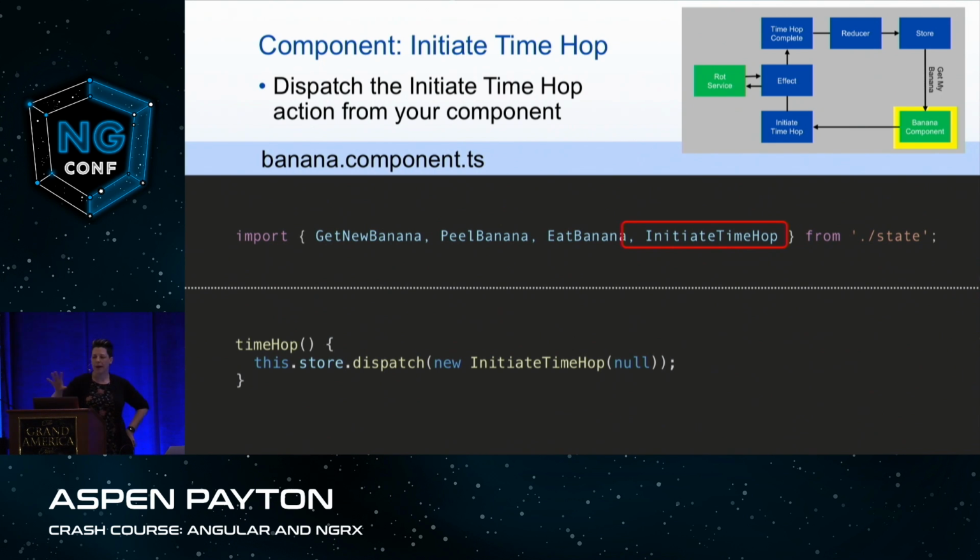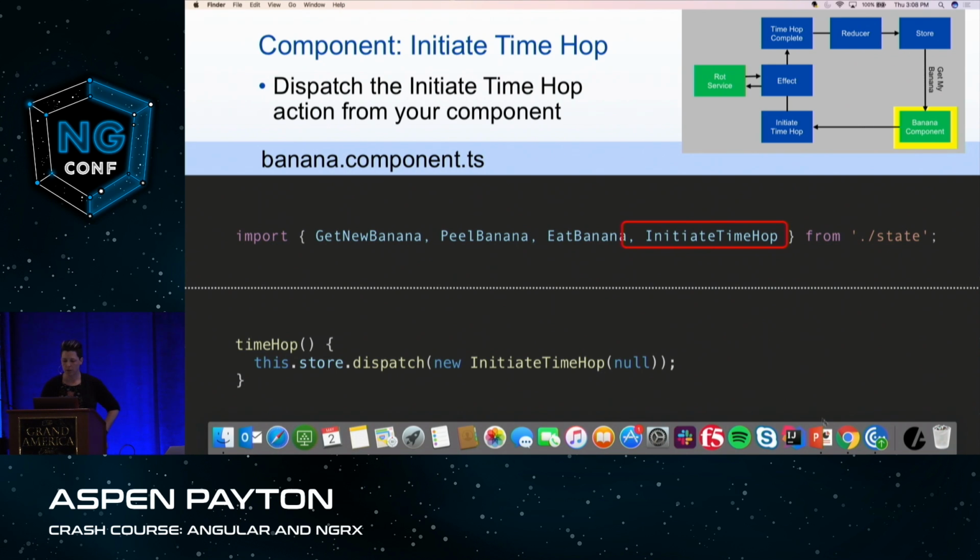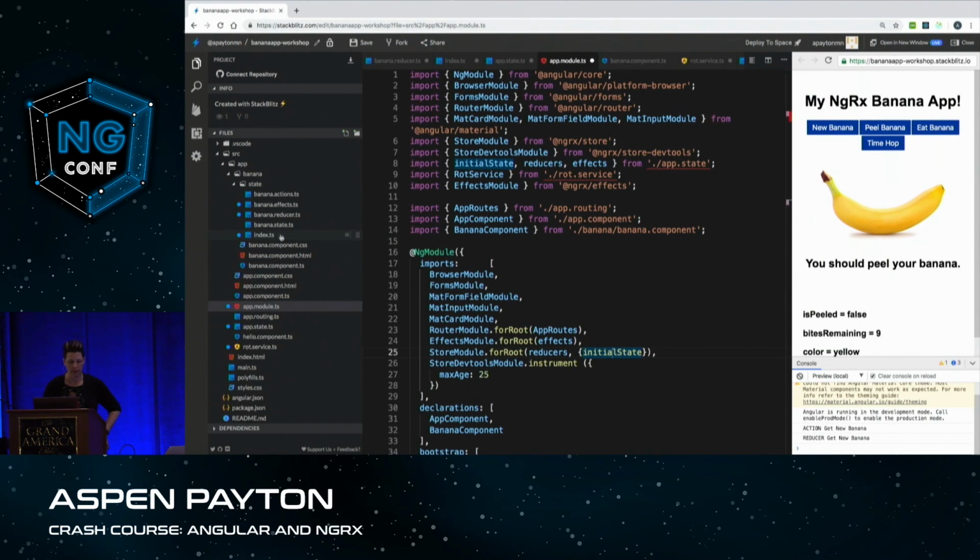So we already went through the pattern and created our actions, we created our effect, we created our service, but the reducer was only listening for the completion action, and I mentioned that our component, in order to trigger this whole process, needs to dispatch the initiation action. So we're going to bring in our initiate time hop action into our component in the imports, and then there's an existing time hop function within your component, and we're going to dispatch our time hop action. So let's jump back over to our banana component and get this wired up.